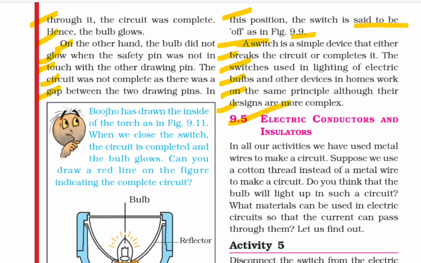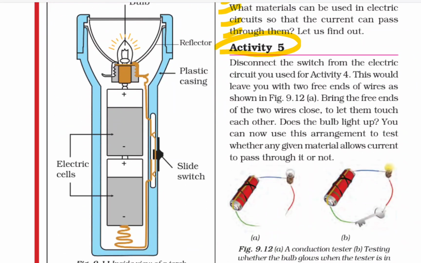Electric conductors and insulators. In all our activities, we have used metal wire to make a circuit. Suppose we use a cotton thread instead of a metal wire to make a circuit. Do you think that the bulb will light up in such a circuit? What material can be used in an electric circuit so that the current can pass through them? Let us find out.